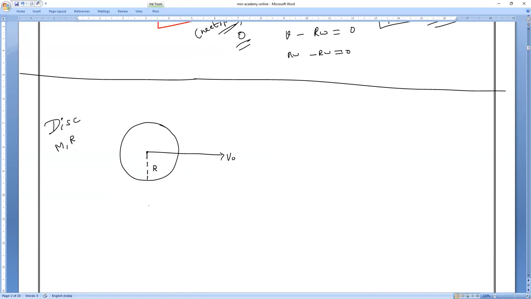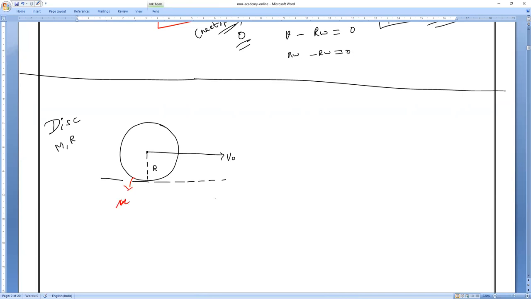What is the radius, everybody? R. As we know, who is causing pure rolling, everybody? Friction or frictionless surface? Friction is causing rolling. So friction means there will be a coefficient. What is the symbol of the frictional coefficient? Mu. Do you remember? Yes, sir. So let me take the coefficient of friction as mu.